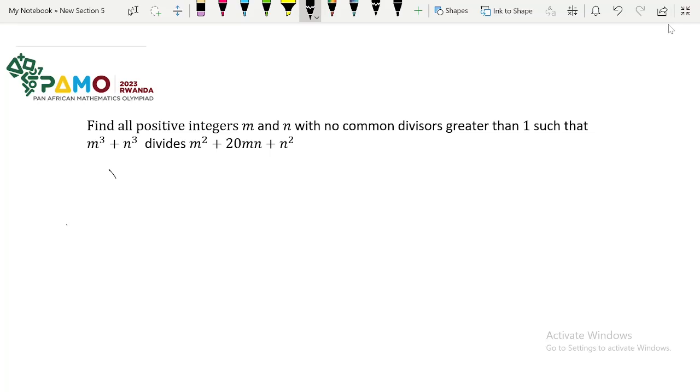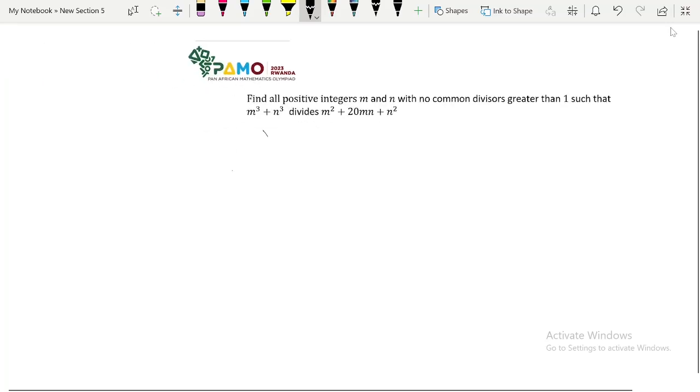Obukume Ejaife here, and today we're looking at the second problem from the 2023 PAMO that was held in Rwanda, and it's a number theory problem. Today's problem says to find all positive integers m and n with no common divisors greater than one, such that m cube plus n cube divides m square plus 20mn plus n square. Right? That's our problem.